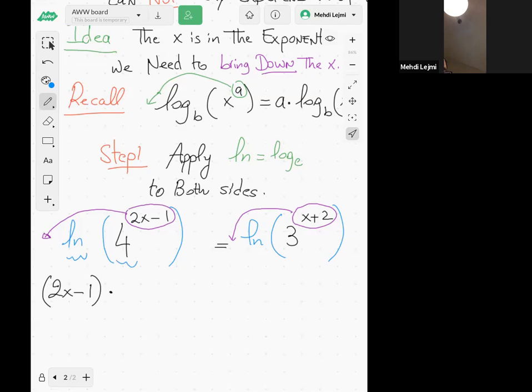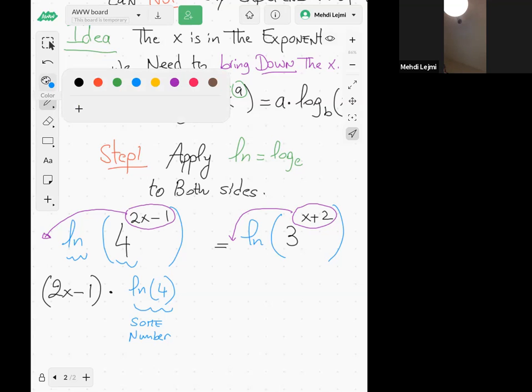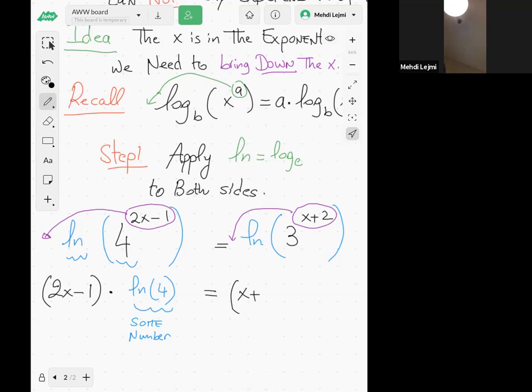So 2x minus 1 times natural log of 4. And natural log of 4 is just some number. If you have a calculator, you can check what the natural log of 4 is. It's just some decimal, so you think of it as some number. And on the right side, it's the same thing. I'm going to bring down this x plus 2 times natural log of 3.